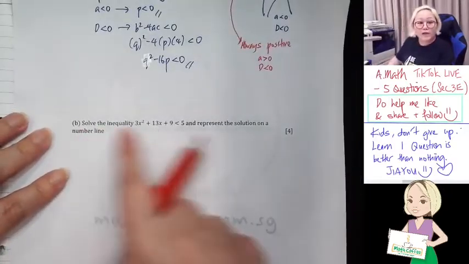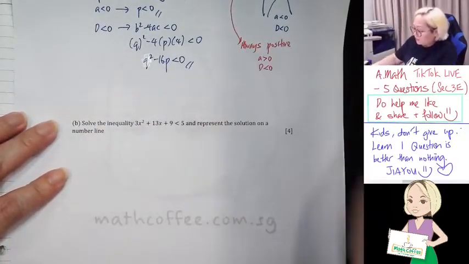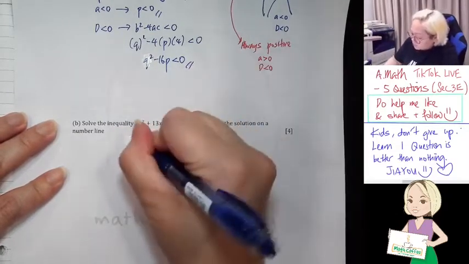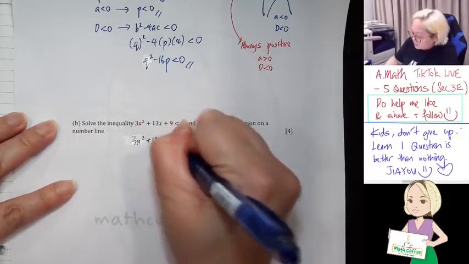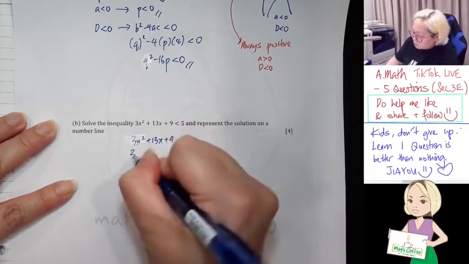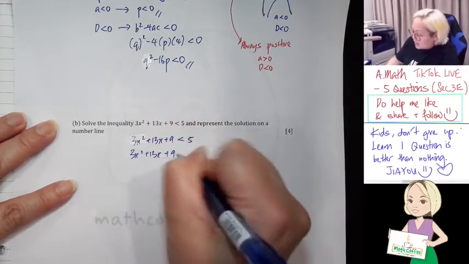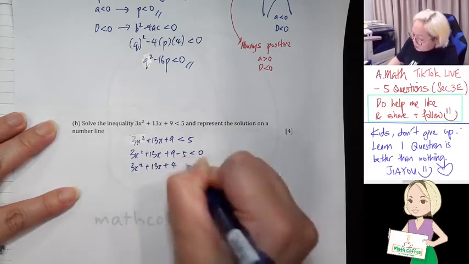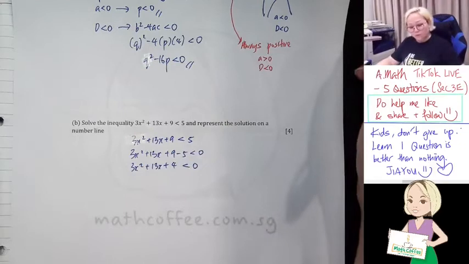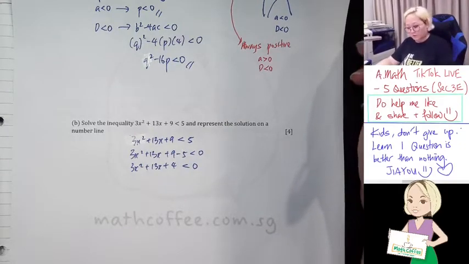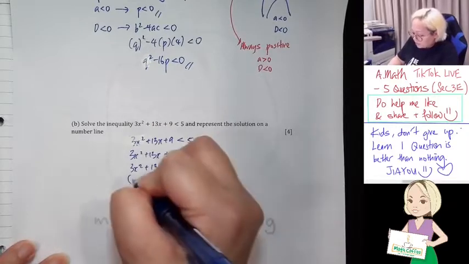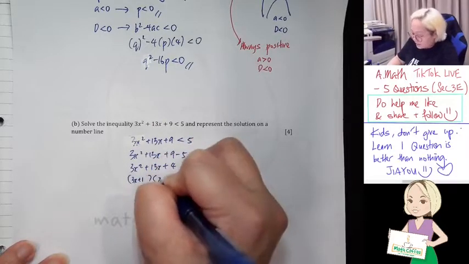Okay, let's move on. This is a quadratic inequality. So what I just need to do is copy the question first. So 3x squared plus 13x plus 9 minus 5 less than 0. So 3x squared plus 13x plus 4 less than 0. So then what do I do? Then I need to factorize this. So put brackets. It will be 3x plus 1 and x plus 4.